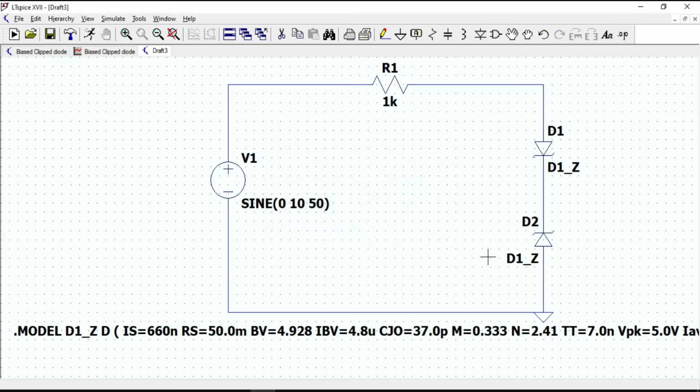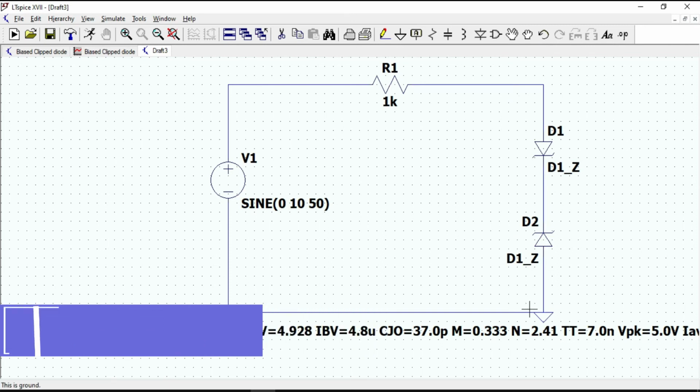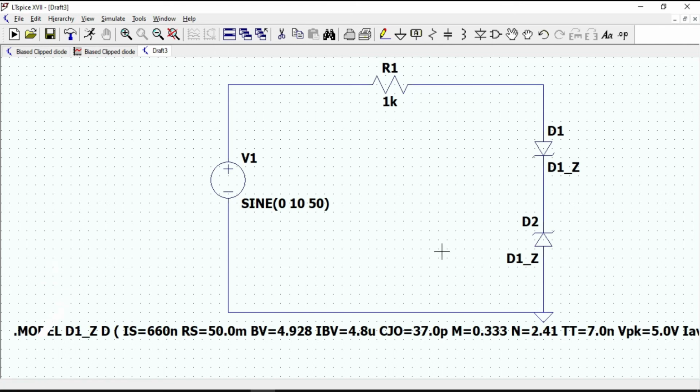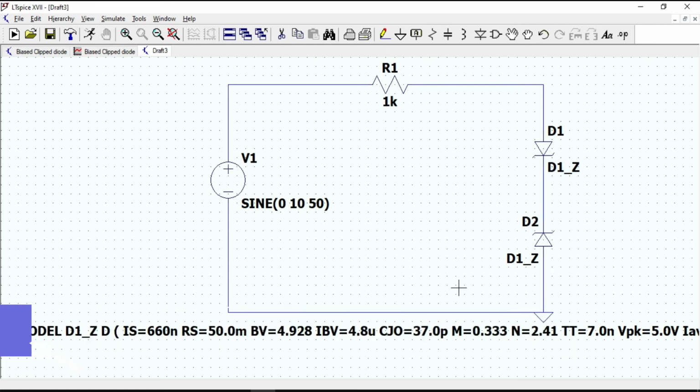Now let us look at these back-to-back diodes and what we can expect of their working. When a Zener diode is in forward bias mode, it acts as an ordinary diode with a constant barrier potential of 0.7 volt if it is a silicon diode. But when a Zener diode is in reverse bias mode, it works as a voltage regulator or for Zener diode clipping applications. For example, when the reverse bias voltage is less than the Zener breakdown voltage, it acts as an open circuit. But when it is greater than the Zener breakdown voltage, the Zener diode is replaced by a constant voltage source.